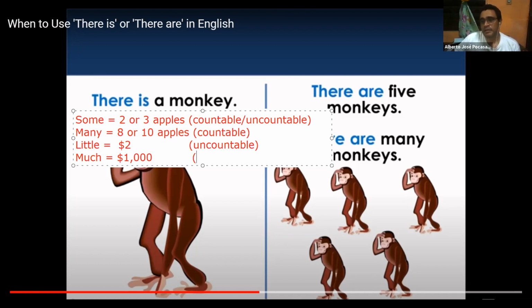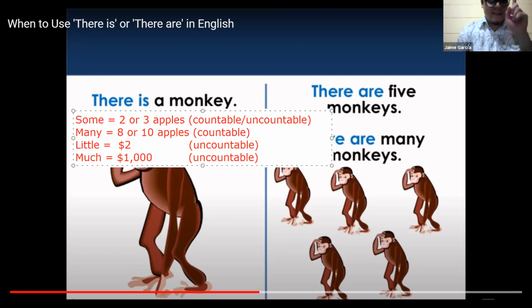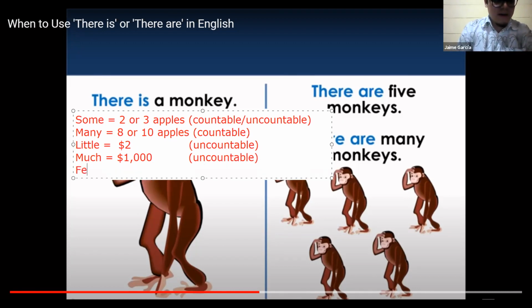Teacher, yes, tell me. When do you use few? Okay, very good question. Thank you, Alberto. You're welcome. Few, for example, I would say one student. Okay. So few is for countable.